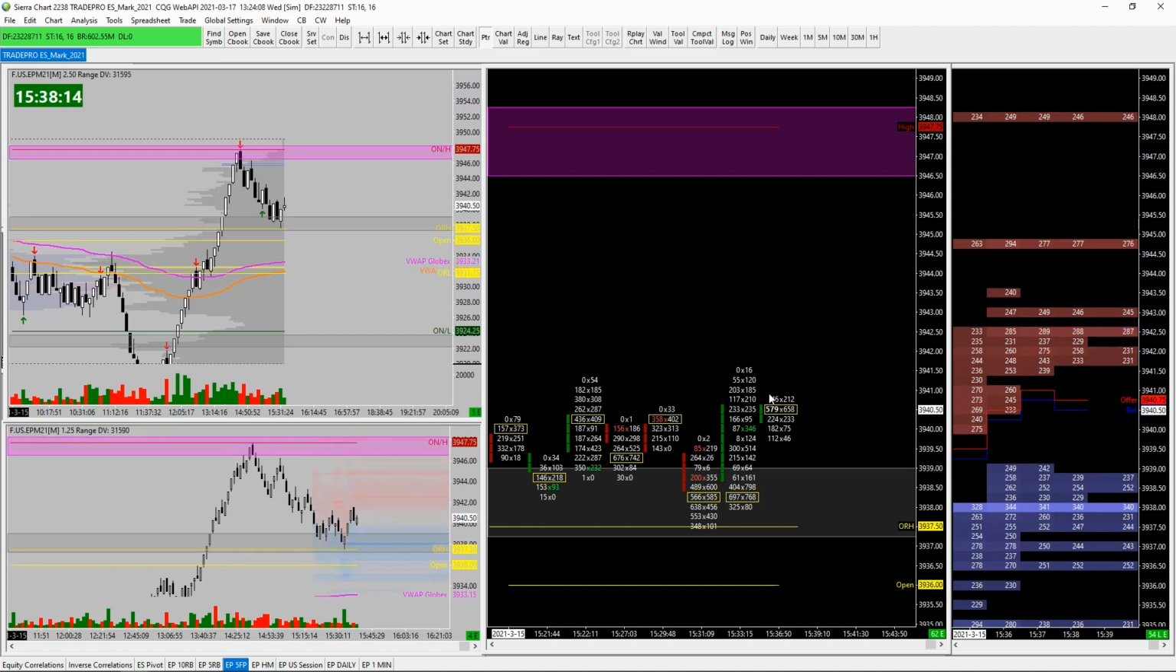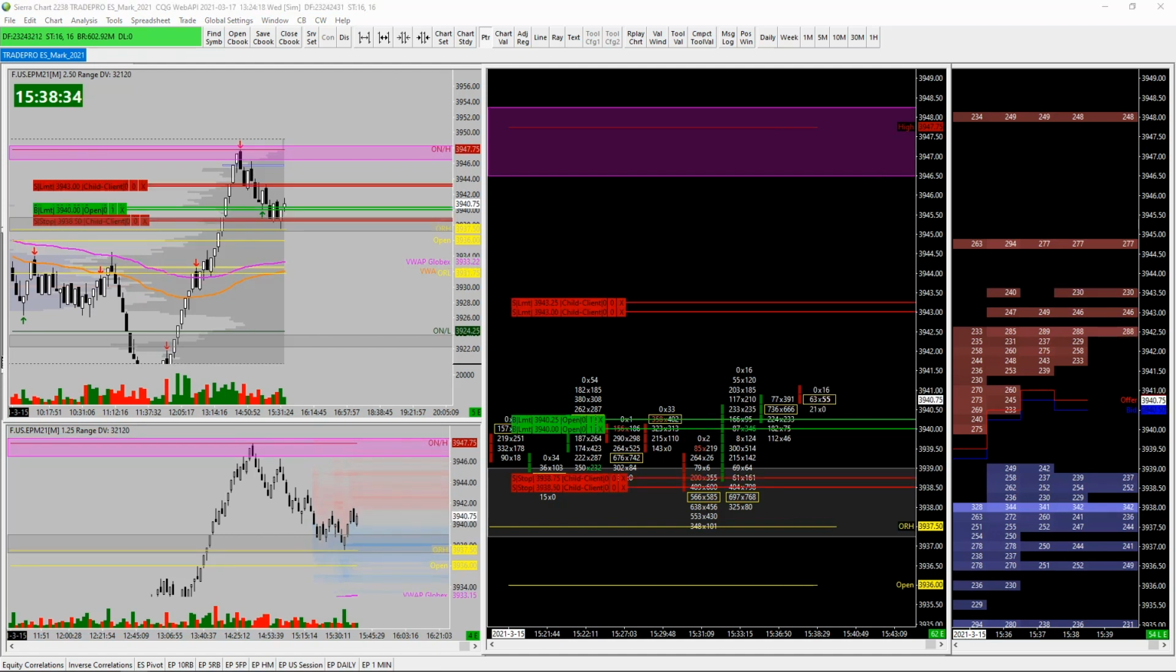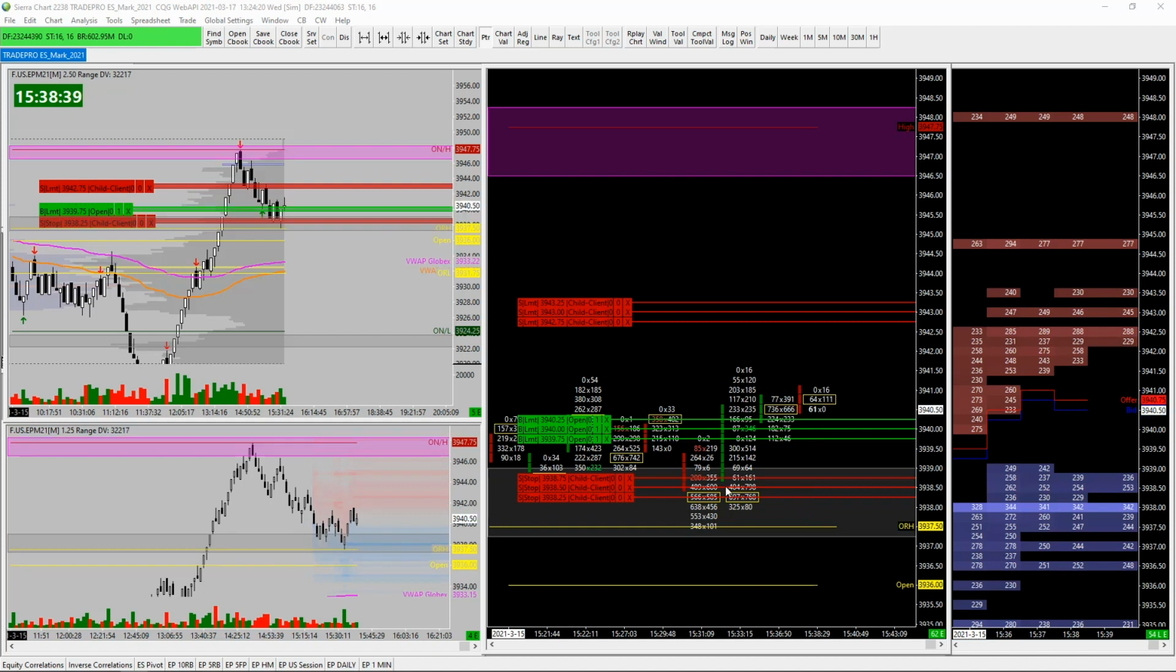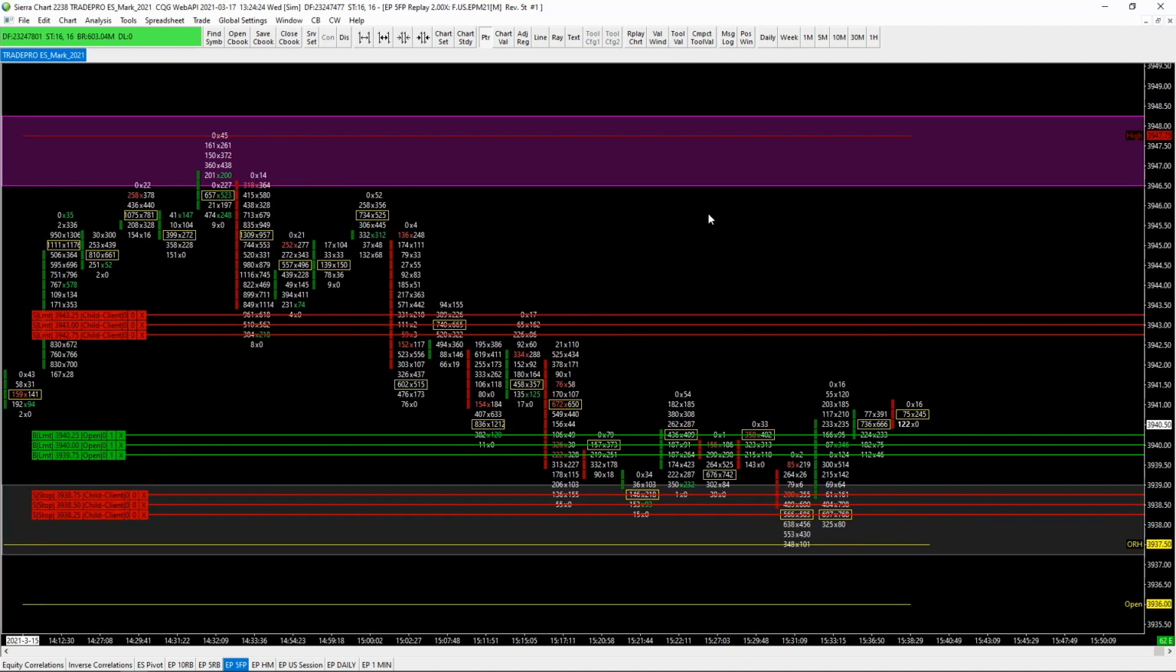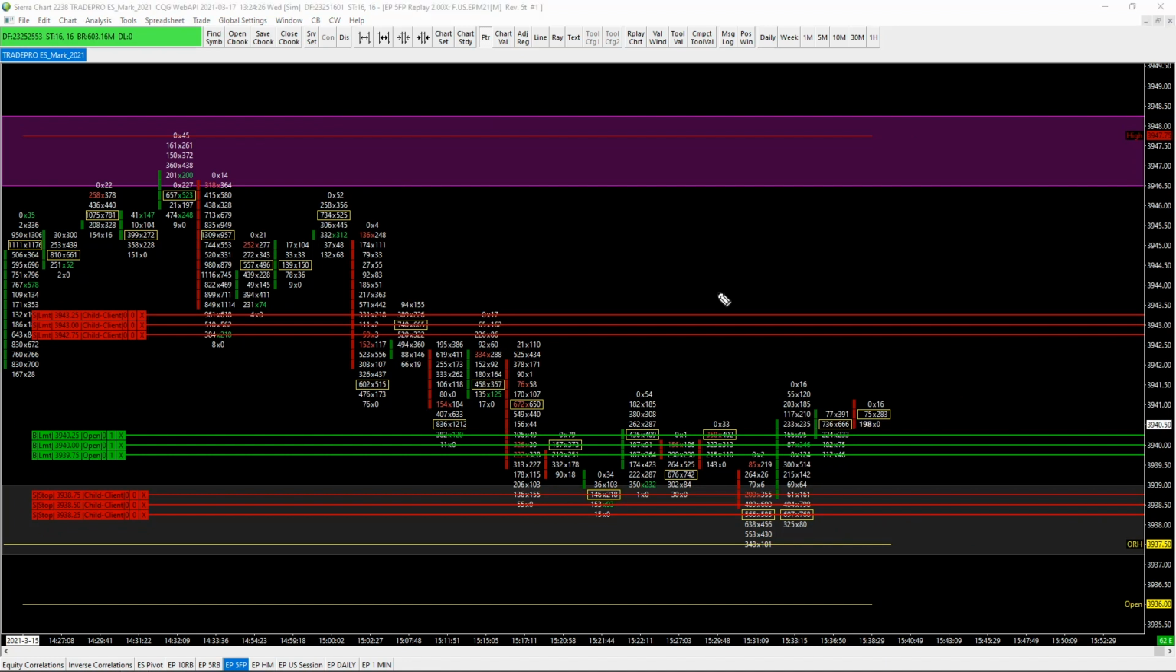All right, and if this rotation closes this way, we can look to set limits at 40, 40 1/4, even the 39 3/4. All right, there we go. So 40 1/4, 40, 39 3/4. Stops here are below the lows. All right, so at this point, we've qualified the trade.